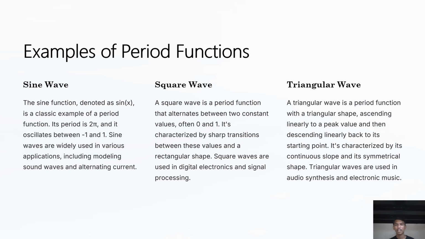Triangular wave. A triangular wave is a periodic function with a triangular shape, ascending linearly to a peak value and then descending linearly back to its starting point. It is characterized by its continuous slope and its symmetrical shape. Triangular waves are used in audio synthesis and electronic music.